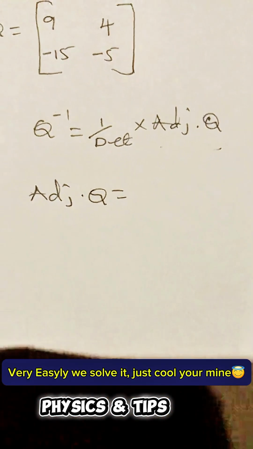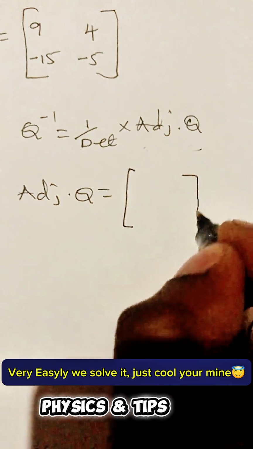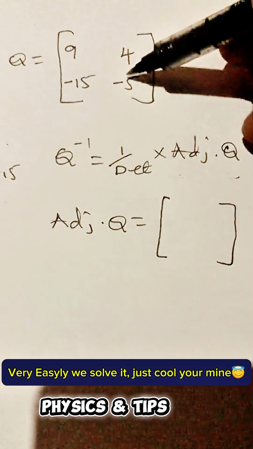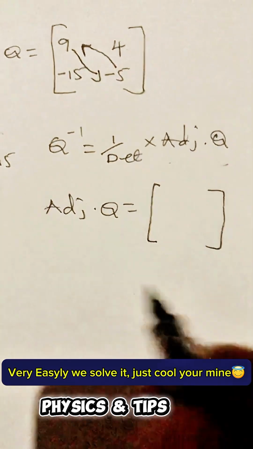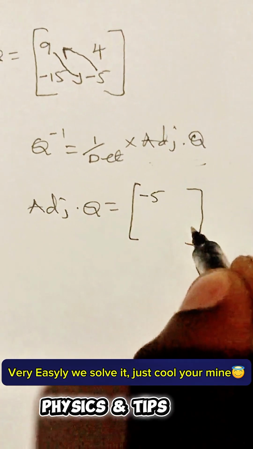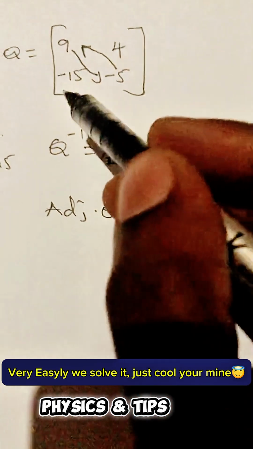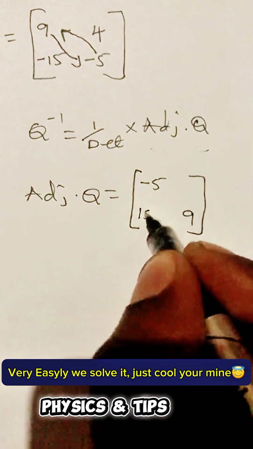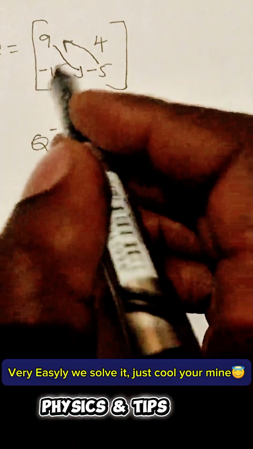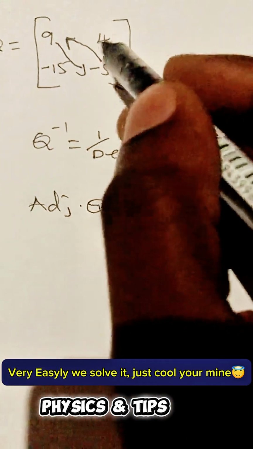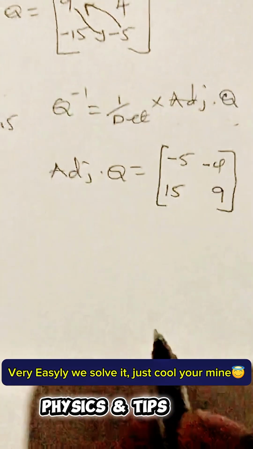So how do we find the adjoint of Q? Well, for us to know the adjoint of Q, the major diagonal entries interchange. So meaning that the negative 5 will go up where the 9 is, and the 9 will go where negative 5 was. So we're going to have negative 5 and 9. Then in the minor diagonal, the sign changes. If it was a negative, it becomes a positive. If it was a positive, it becomes a negative. Vice versa, right? So this is now the adjoint of that Q.